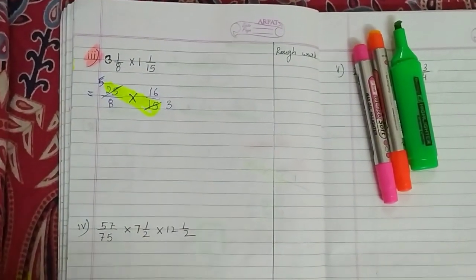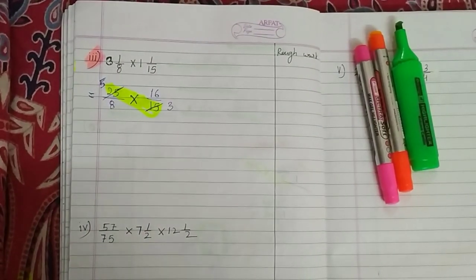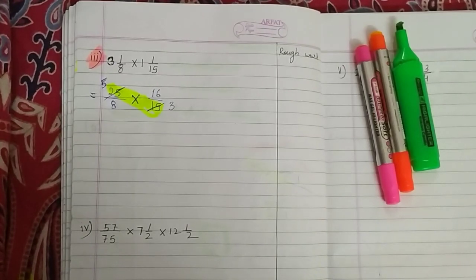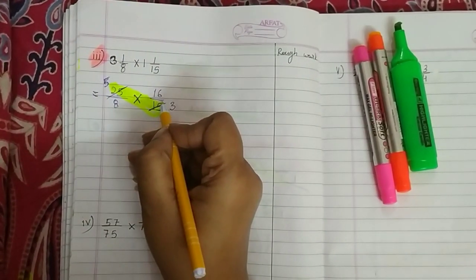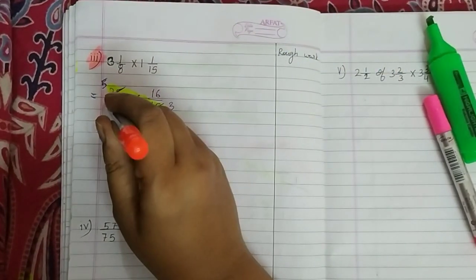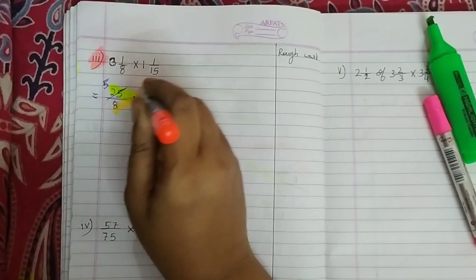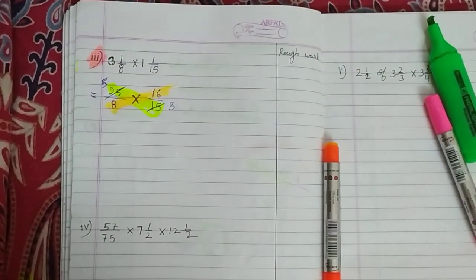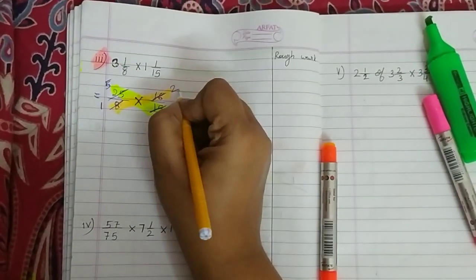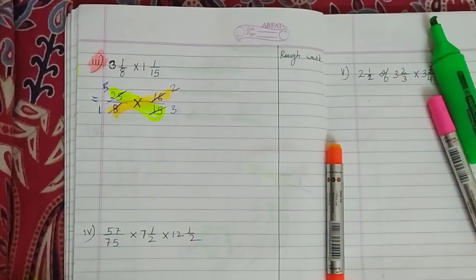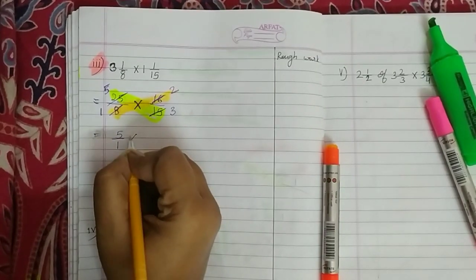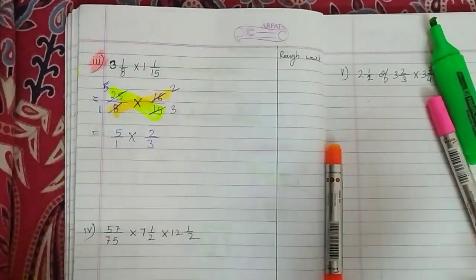Yes. Now see 8 and 16. Think about the number. 8's table we can take. We can do from 2 also, but here we can do from 8 directly. So, now children, diagonally. Here we are simplifying numbers diagonally. 8 times 1 is 8. 8 times 2 is 16. This much is clear? Now, copy these numbers. 5 upon 1 into 2 upon 3.